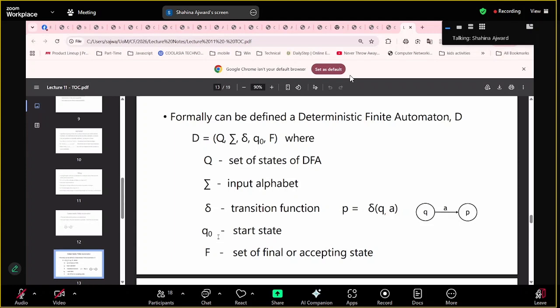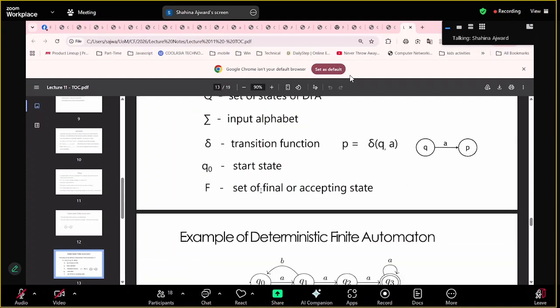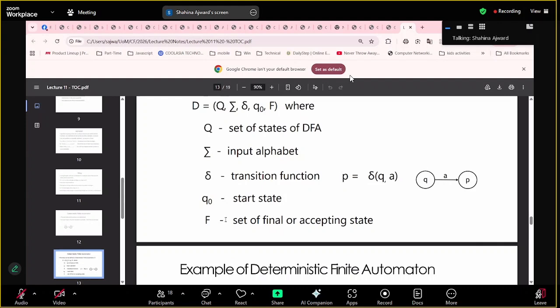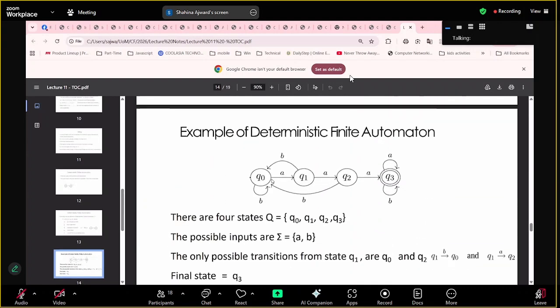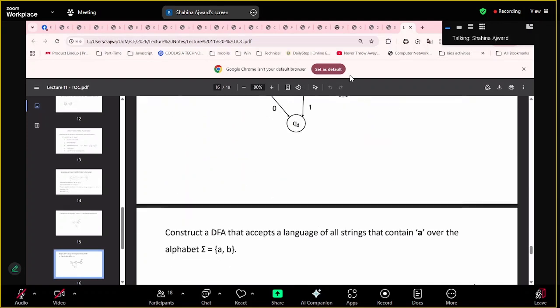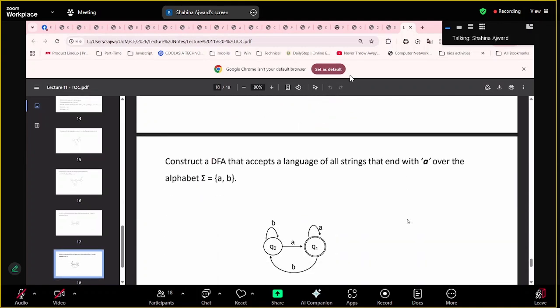And Q0 is the start state, right? This start state is one element taken from this Q. And also we have some final acceptance states, which again come from this Q set. So if a word reaches the final state, we say that that string is accepted by this machine, right? We discussed a couple of examples. I'm not going to go through them today.